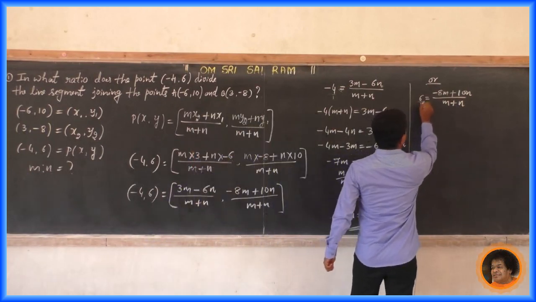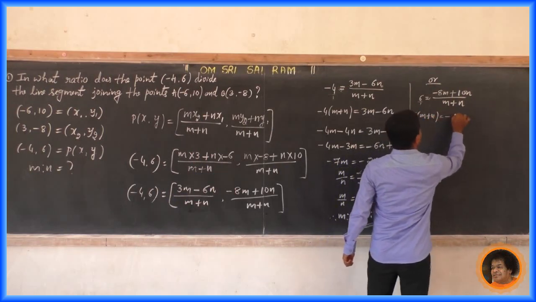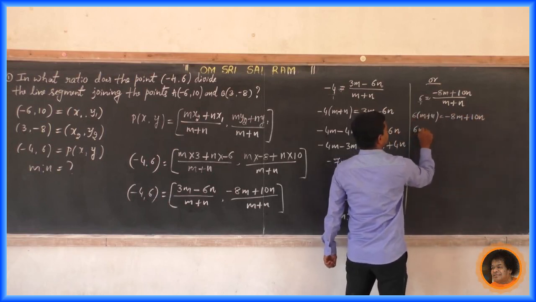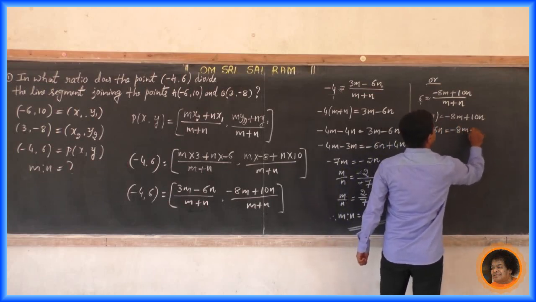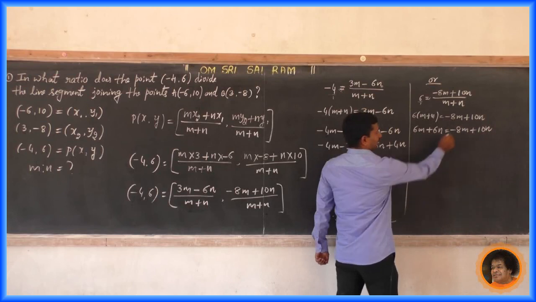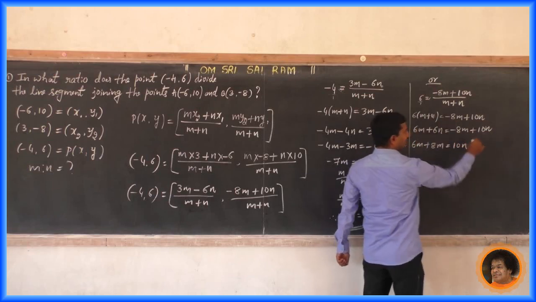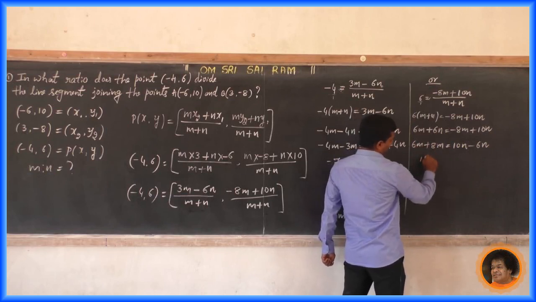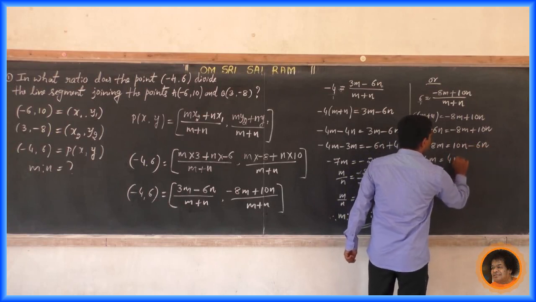So here divided by 1, now cross multiply. So 6 into (m plus n) equal to minus 8m plus 10n. Now multiply 6 into m, 6m plus 6 into n, 6n equal to minus 8m plus 10n. So the like terms: 6m minus 8m becomes plus 8m equal to 10n minus 6n. So what is the answer? 6m plus 8m, 14m equal to 10n minus 6n, 4n.